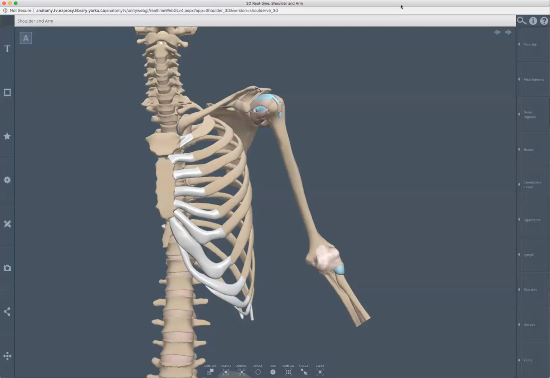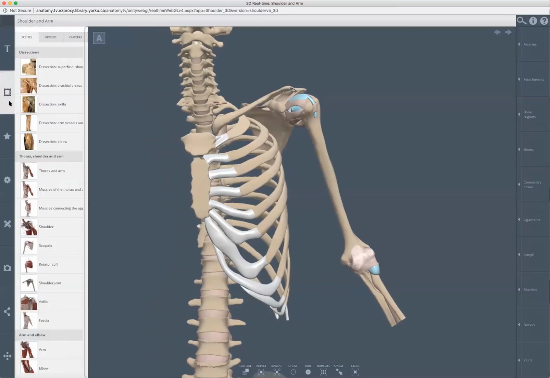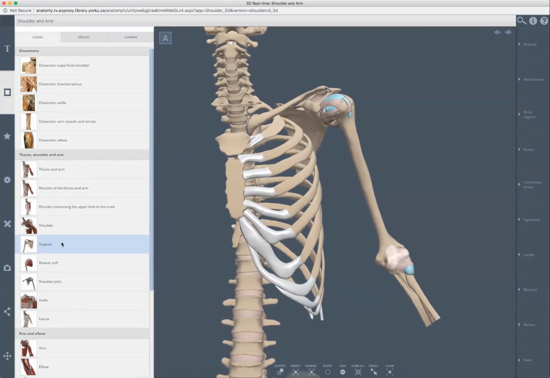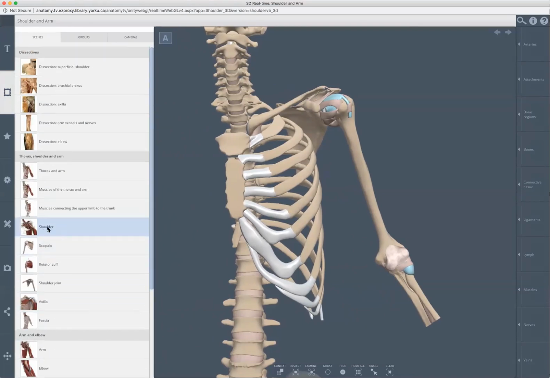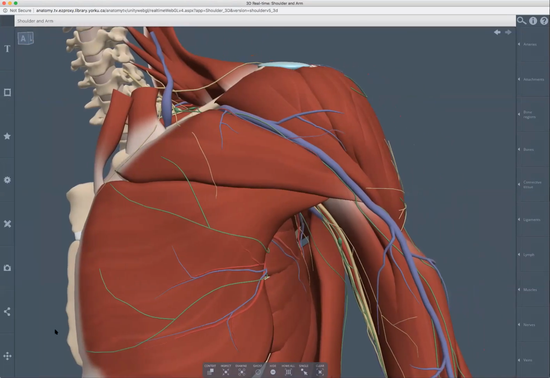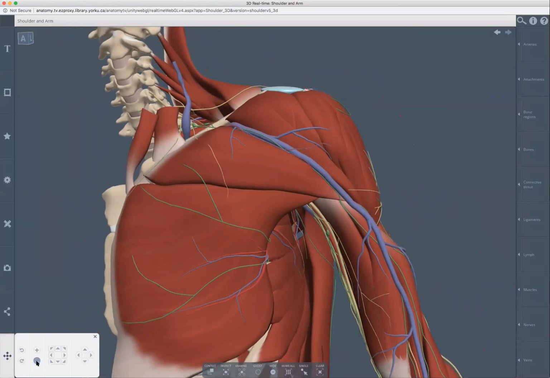Welcome to Lab 3, Muscles of the Shoulder Girdle and Arm. So we are in the 3D real-time shoulder and arm section of Primal Pictures. And we're gonna start by adding, let's go to shoulder muscles. That looks good. We'll zoom out a little bit.